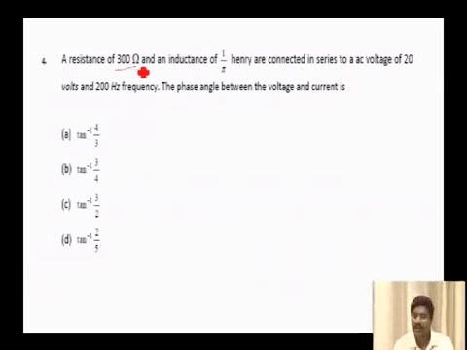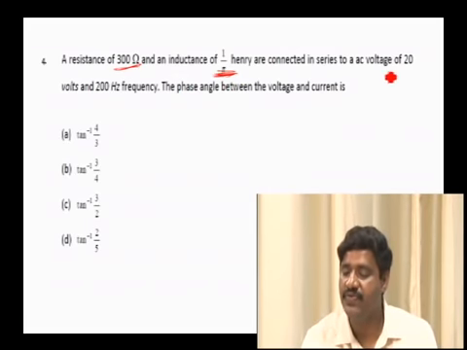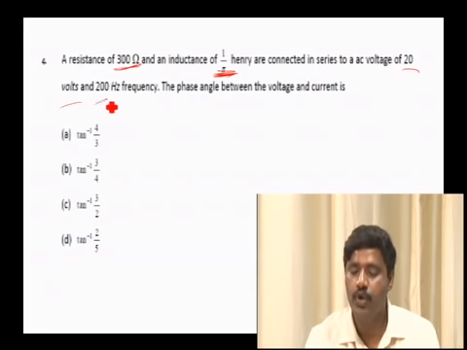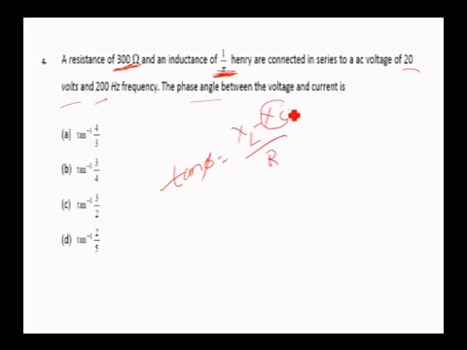There is a resistance of 300, that is R, and an inductance L of 1/π, connected in series, with 20 volt and 200 hertz. For the phase angle, we have the formula tan φ = (XL − XC)/R. But this circuit contains only R and L of 1/π, so XC is equal to 0. I can just write XL divided by R. Then tan φ, what is XL? 2πfL divided by R.